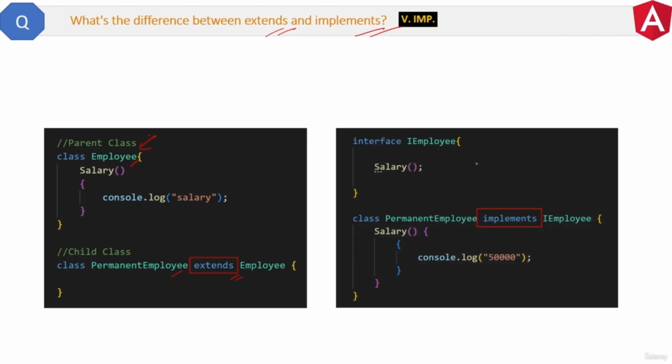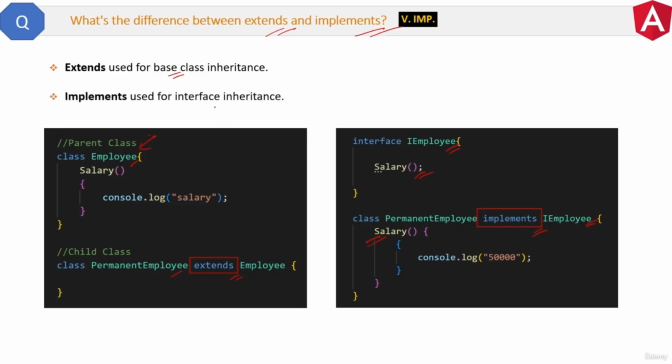Here is the code block of implements use. We have one interface iEmployee which has a salary method which is just declared. Now we are implementing this interface with this implements keyword. And as per the interface rule, we must define this salary method of the interface inside the permanent employee class. So that is the difference. Remember, both extends and implements use the concept of inheritance only. Extends is used for base class inheritance and implements is used for interface inheritance. This is the answer to this question.